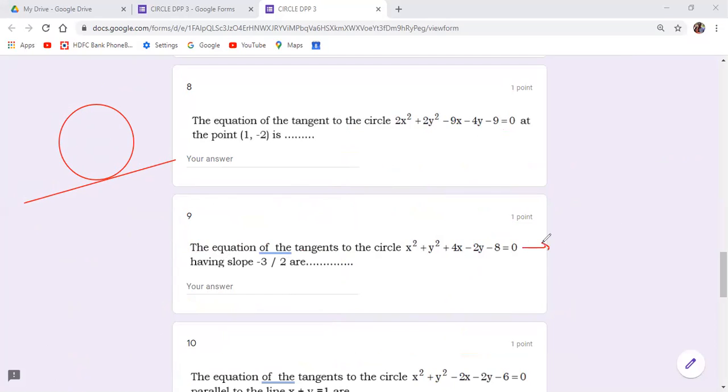What is the center of the circle? Minus 2, 1. What is the radius of the circle? 4 plus 1, plus 8. So root 13. So mark both the center and the radius of the circle. That's the first step you must do. For a general circle, the first step is to calculate the center and radius. What is the radius? Root 13. We know the slope of the tangent is minus 3 by 2. So assume the equation of tangent.